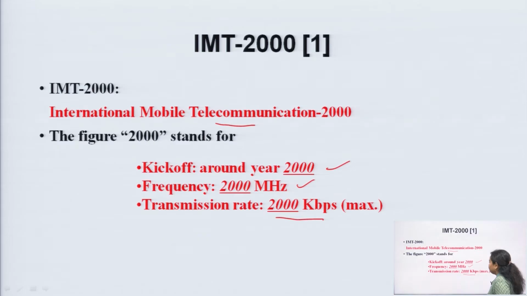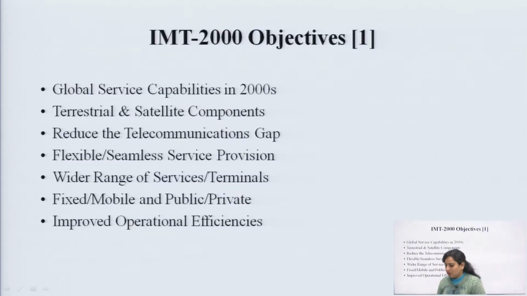Now, in this case, the frequency and the transmission rate are the same, that is 200 megahertz of frequency it will allow, and its transmission rate is 200 kbps. So, IMT 2000 objectives are there, like the first one is global service capabilities in 2000s, terrestrial and satellite components are there. It will reduce the telecommunication gap. It uses flexible and seamless service provision. A wider range of services or terminals are provided.